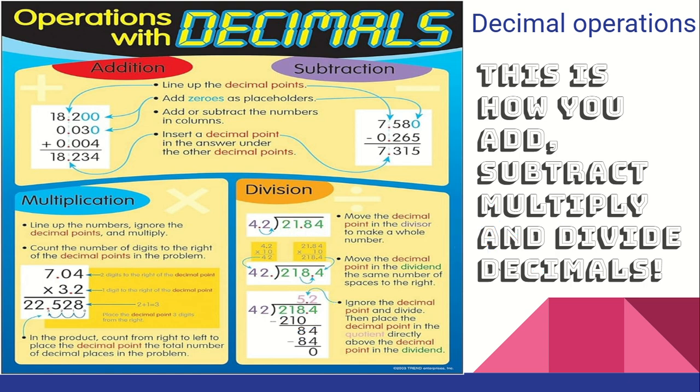So let's get off with addition. Addition, always line up the decimal point. This is not how you do it: 18.17. Let's do 1.1. Don't do this. The decimals have to be lined up.